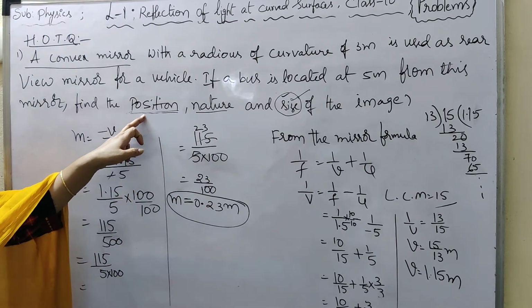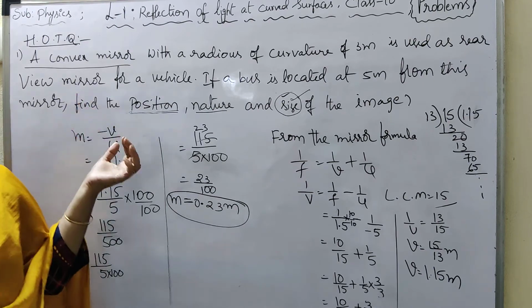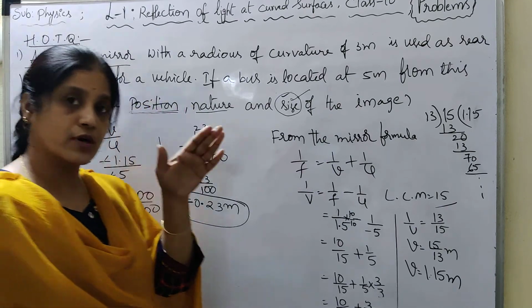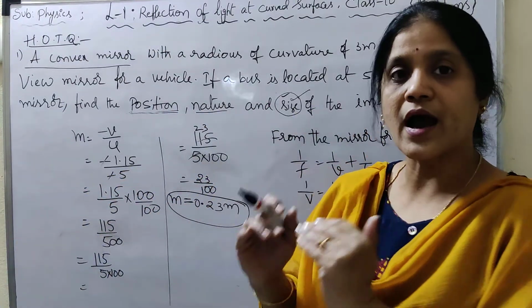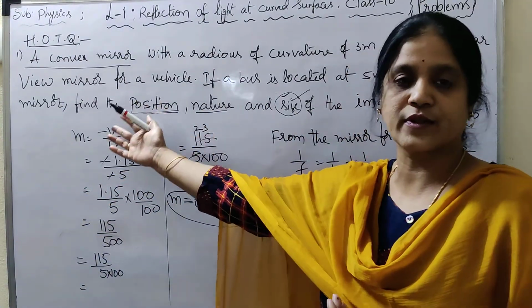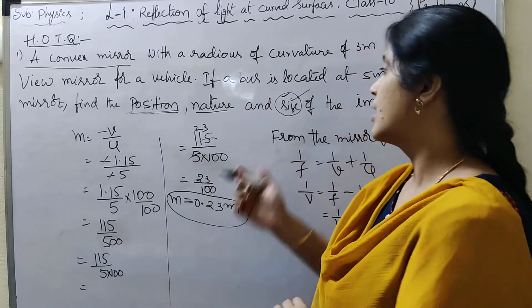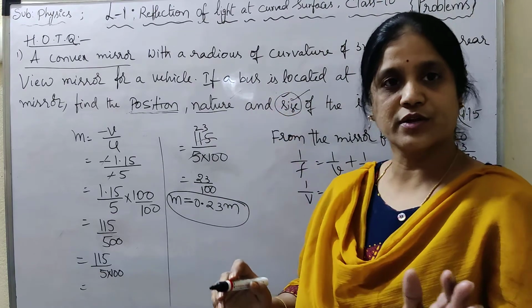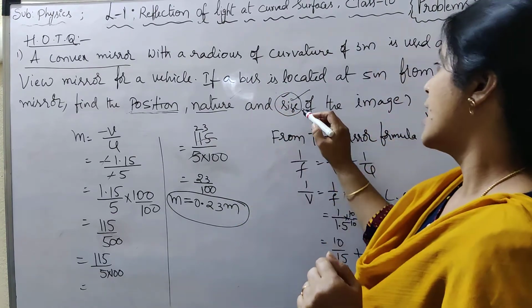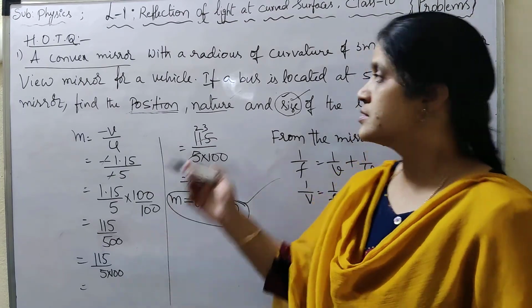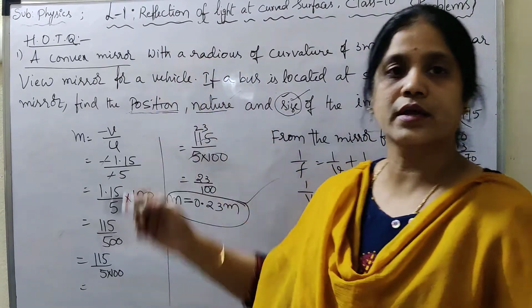This is about the problem. Position, where you are getting that position of that image: in between focus and pole, and behind the mirror. I forgot to explain that. The image is formed behind the mirror, and the nature is a virtual image and erect image, and the size is small, a diminished image. This is about a higher order thinking question.